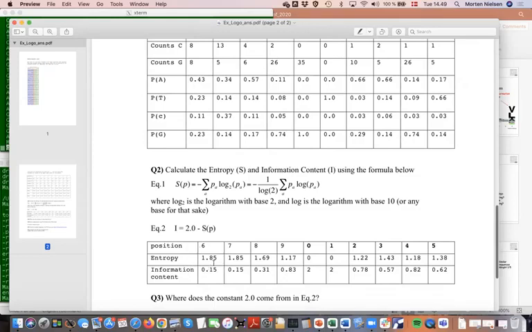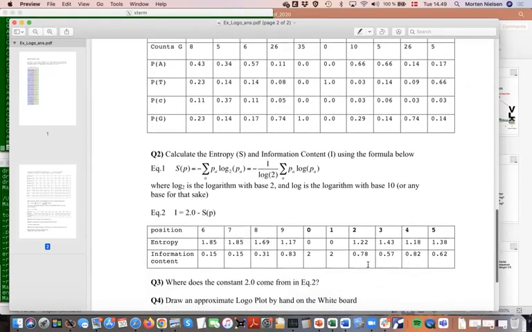So doing all that, you get these numbers here, right? So you have these highly conserved positions, 0 and 1, where you have no entropy and the maximum information content. Then you have variable degrees of information content at the other positions.